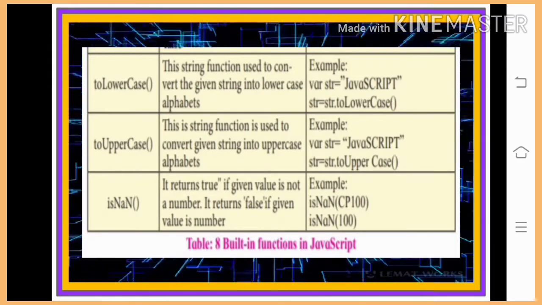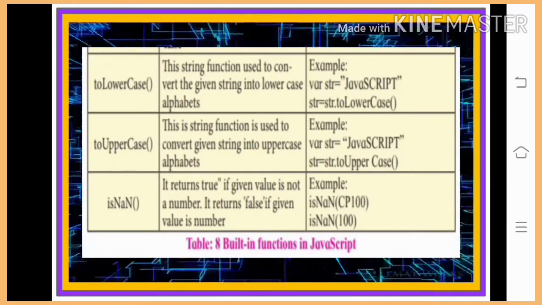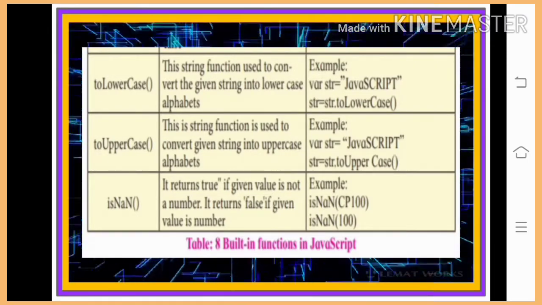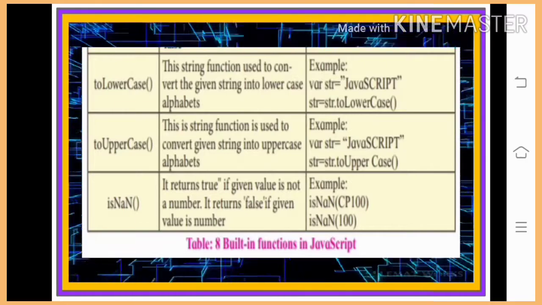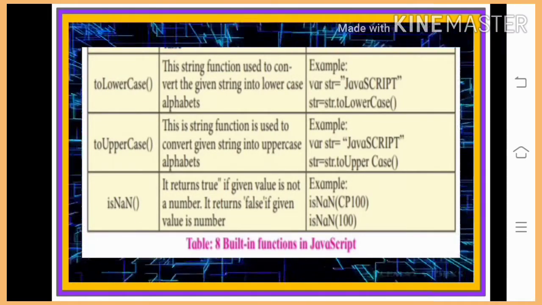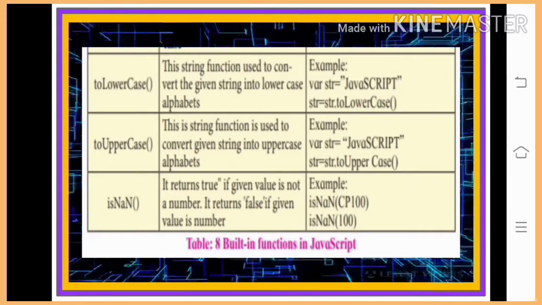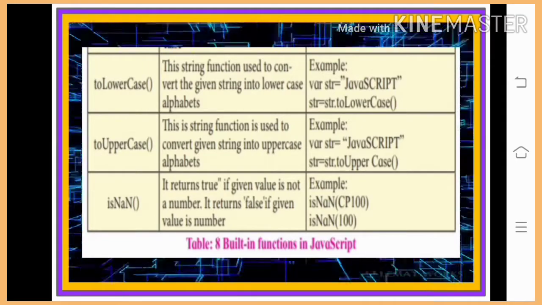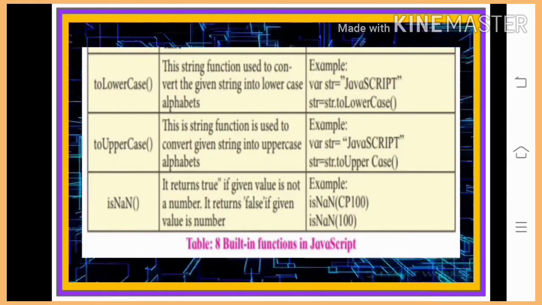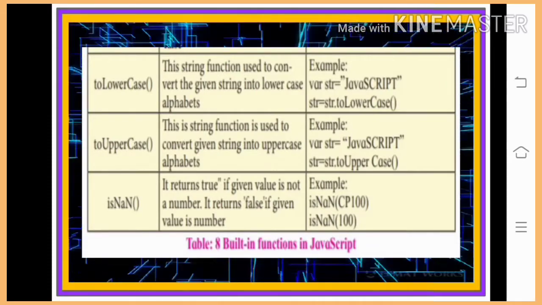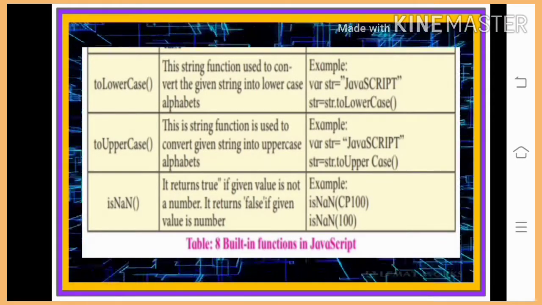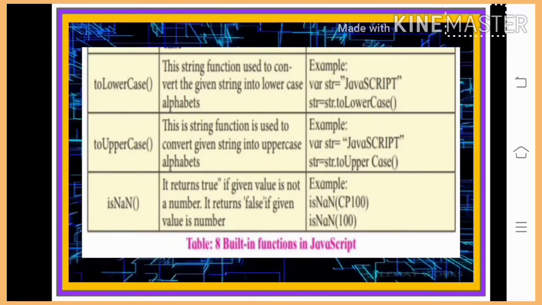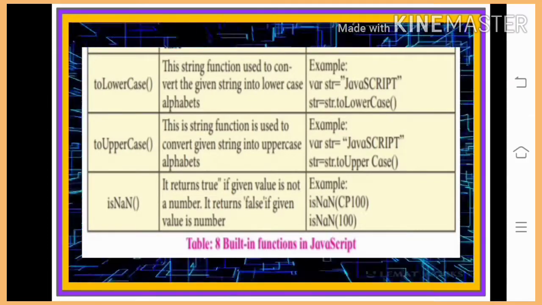And the last built-in function is the isNaN function. It returns true if the given value is not a number. It returns false if the given value is a number. The way of writing is isNaN and pass the value. Here 100 is passed in the isNaN function. So in the first case, isNaN of a non-numeric value returns true, and in the second case isNaN(100) returns false. So these are some commonly used built-in functions in JavaScript.